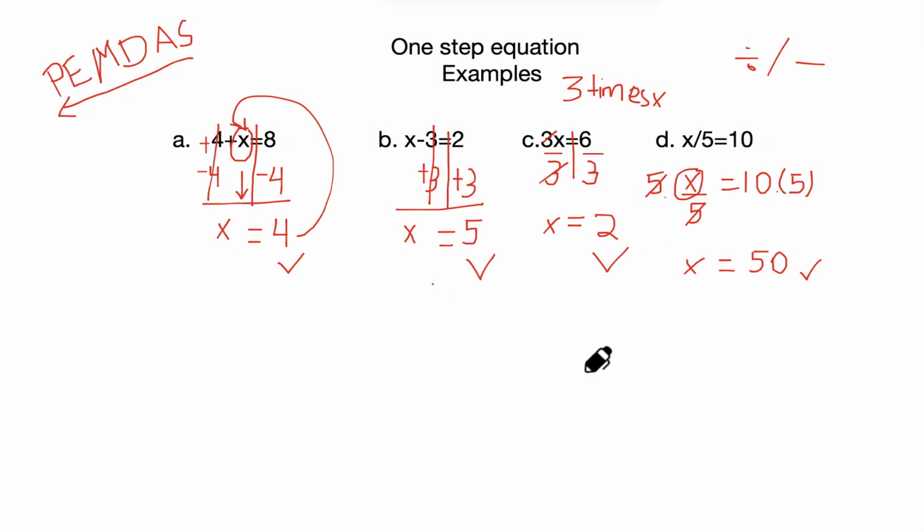So hopefully you guys understand how to solve one-step equations. I hope you guys can practice more problems and get better at it. Good luck, and I'll see you next time.